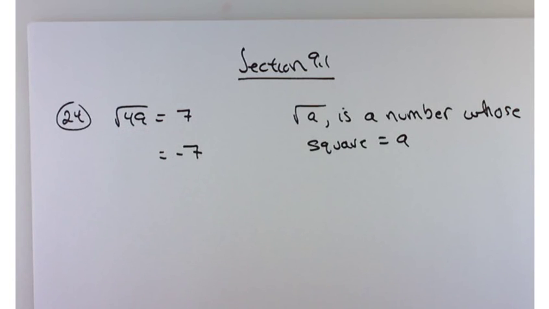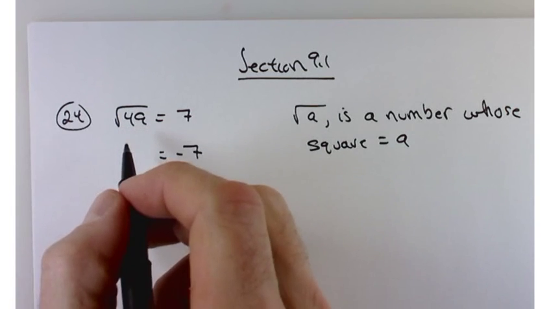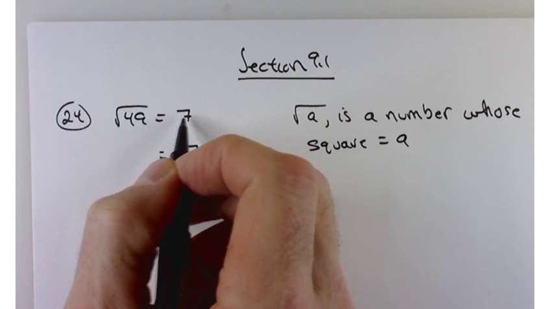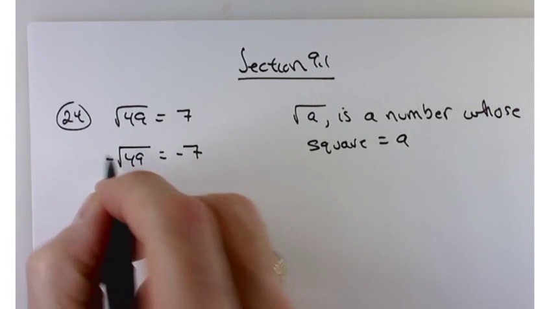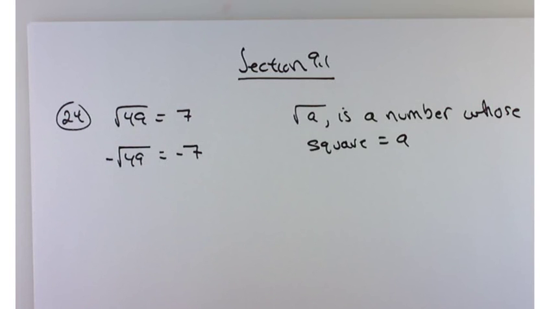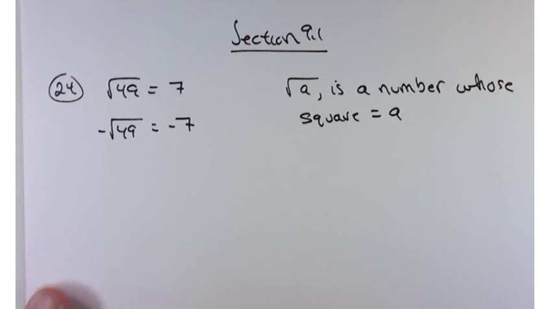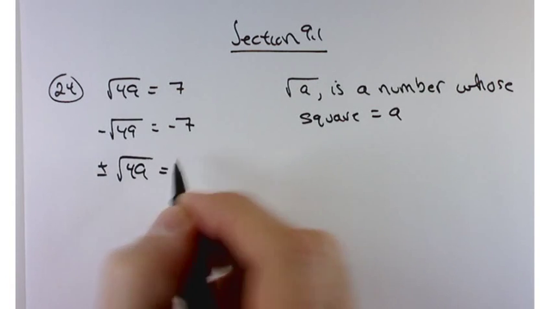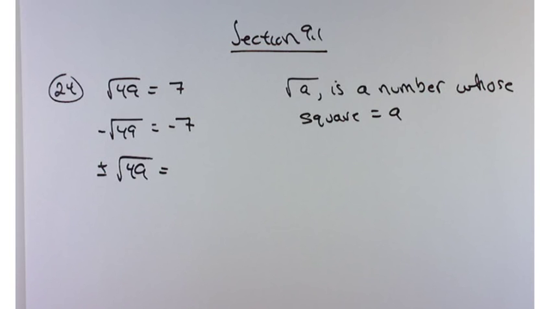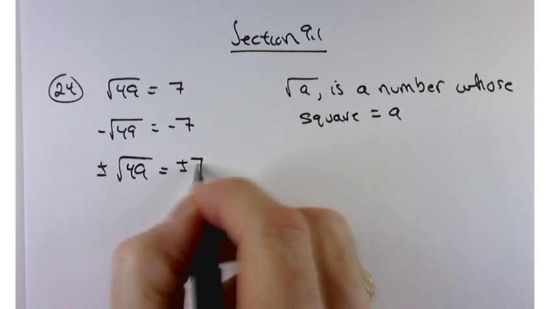Now, to avoid confusion, what we'll do is this. If I want +7, I'll write this. If I want the negative square root, I'll put a negative out in front. Now, sometimes, not maybe so much in this book, but for me, I'll use this, plus or minus, meaning I want both. So, ±7 here.